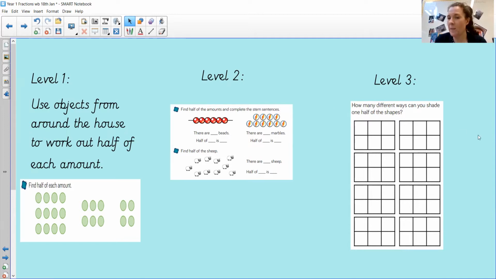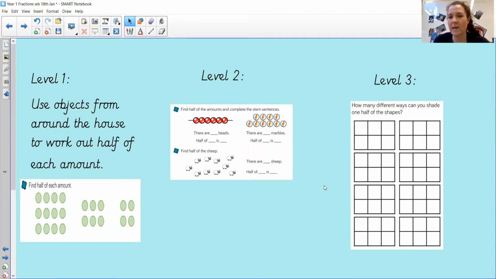And level 3 is where you're looking at this rectangle, and each of these rectangles have been split up into 6 squares. And the challenge is, how many different ways can you shade 1/2 of the shape? So the trick here is to look at how many squares you've got. So you've got 6 squares altogether. And it's a bit like that car problem. We had 6 cars. What was half of 6? I think we worked out half of 6 was 3. So how many different ways can you colour in half of the squares here? Okay, the different ways of colouring 3 out of 6 of those squares.